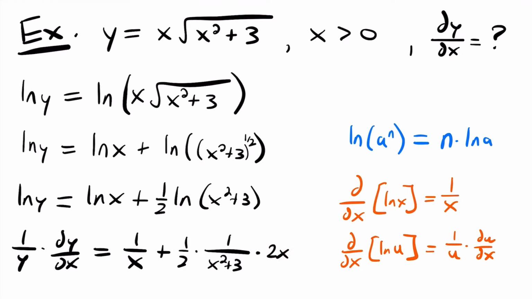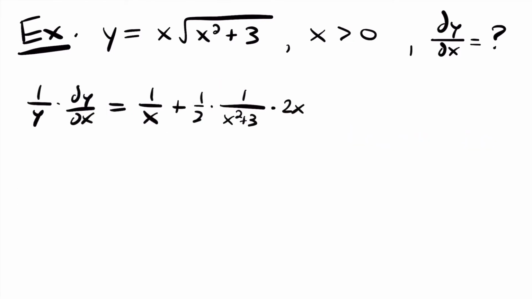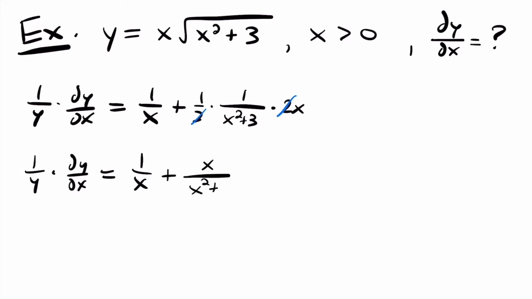All right, and so then if we clean up our work here, then we can move on to our next step, which is to simplify what we have here. And so notice that this 2 and this 2 will cancel out, right? We have a 2 in the numerator and a 2 in the denominator. And so we can just cross those out, and then we'll have that 1 divided by y times dy/dx is equal to 1 divided by x plus this x times this rational function. So we'll have x divided by x squared plus 3.